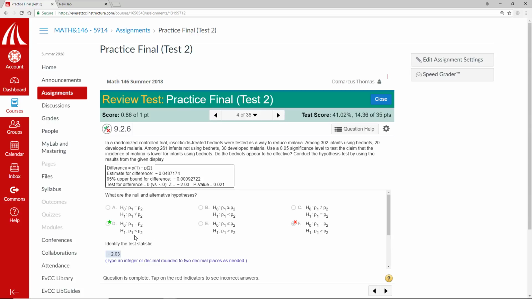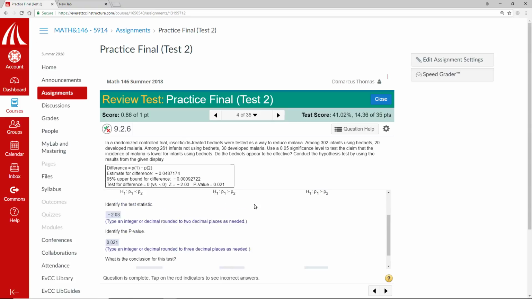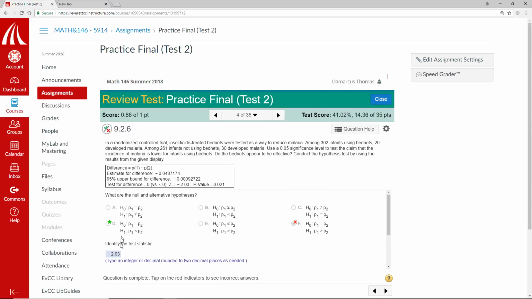Oh, so we chose the wrong population to be P1. I thought the first population was the infants using bed nets. Everything else was okay. How could this be right? Especially if our test statistic is negative. Get out of here. This isn't. Wait a minute. Oh, yeah.